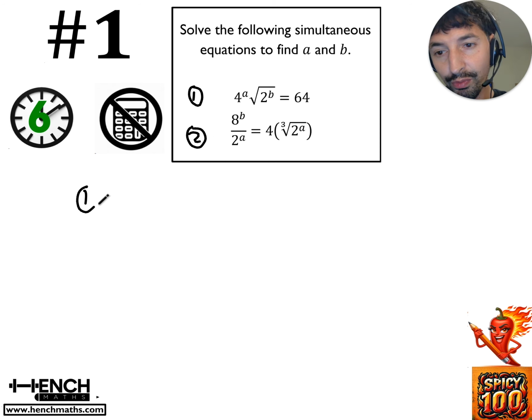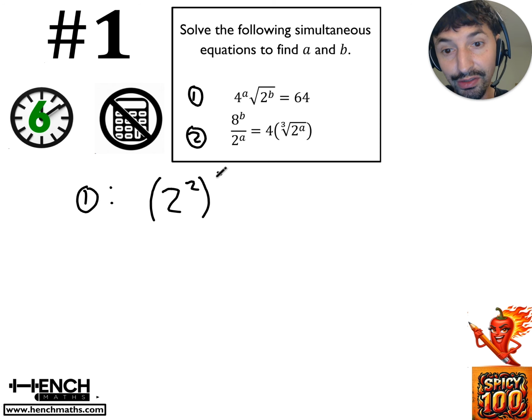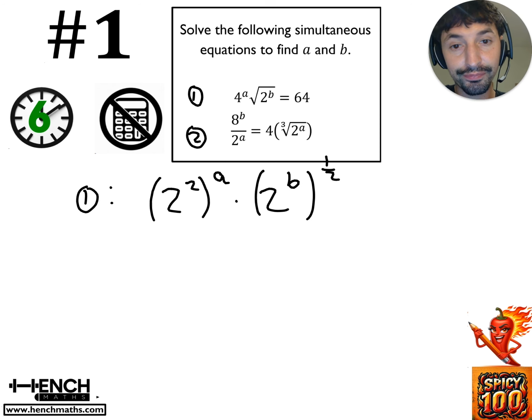Dealing with equation 1, 4 can be expressed as 2 squared. So I'm going to replace the 4 with 2 squared, so it would be all of that to the power of a. And then we've got 2 to the power of b, which is the square root of all of that, and that's the same as the power of a half. 64 is 2 to the power of 6.